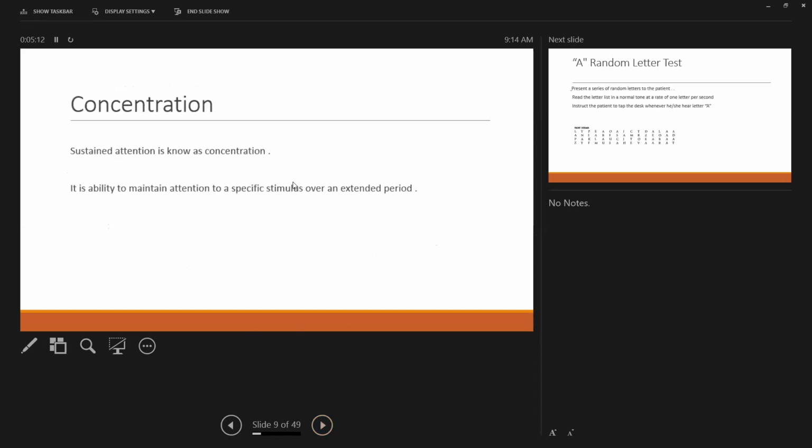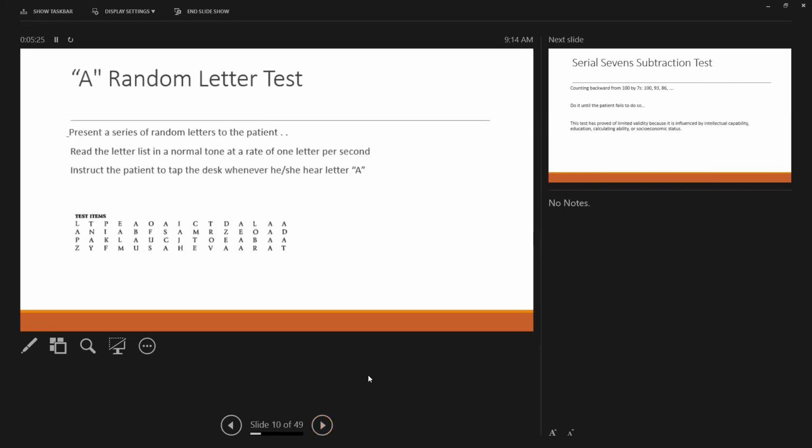For concentration, concentration is sustained attention. Sustained attention is known as concentration. It is the ability to maintain attention to a specific stimulus over an extended period. We can test attention by a random letter test or by serial subtraction.